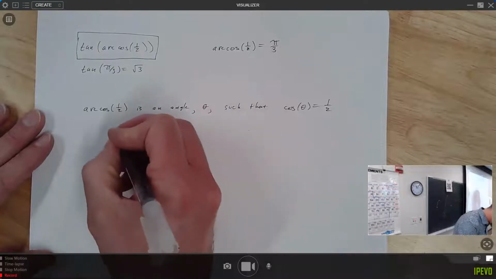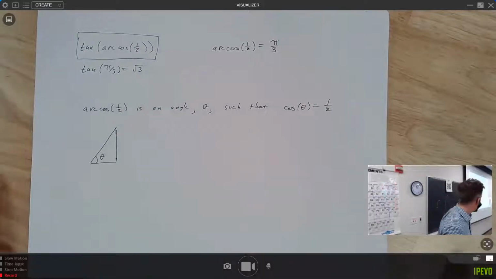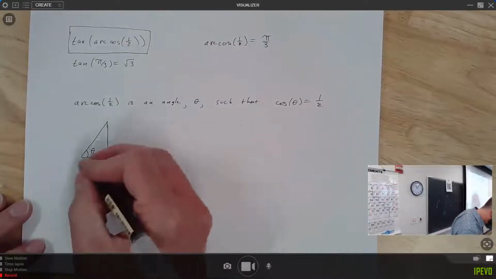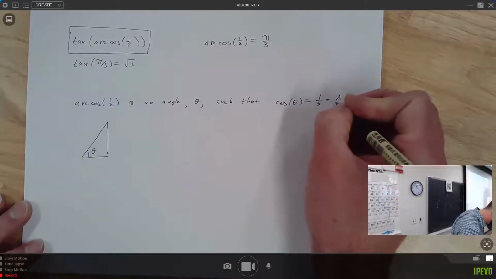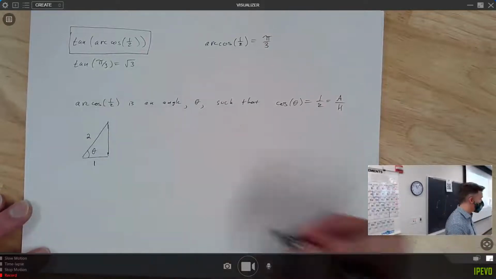Draw yourself a little triangle, and there's your angle theta. And cosine is which side over which side? SOHCAHTOA. Whenever I say SOHCAHTOA, I really have to emphasize the ka, because cosine is adjacent over hypotenuse. So the cosine of theta is going to be the adjacent over the hypotenuse. The adjacent is this side, the hypotenuse is that side, and we can find the missing side.